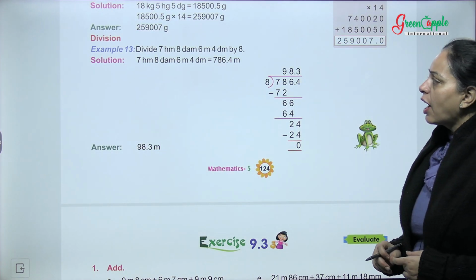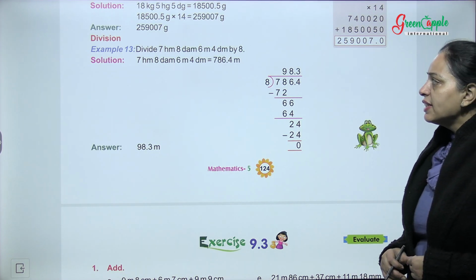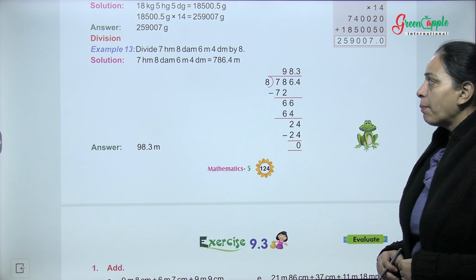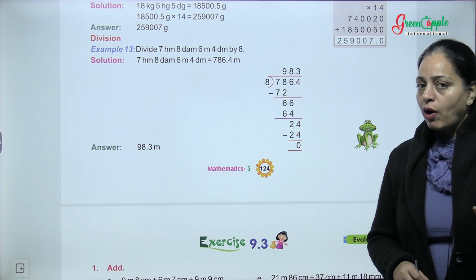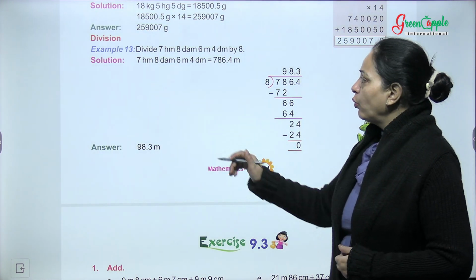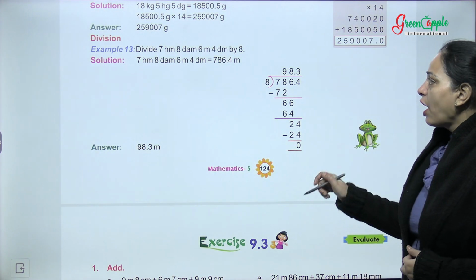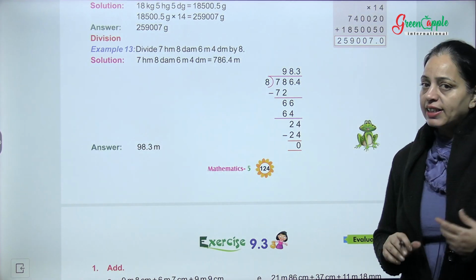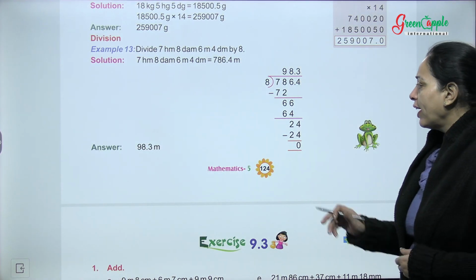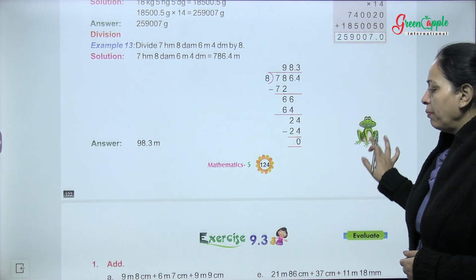Now division. Example 13, divide 7 hectometer 8 decameter 6 meter 4 decimeter by 8. So first make it one number, means convert into meter. So what are you getting? You are getting 786.4 meter. Now divide by 8, like we divide decimal numbers. So this is the answer, 98.3 meter.